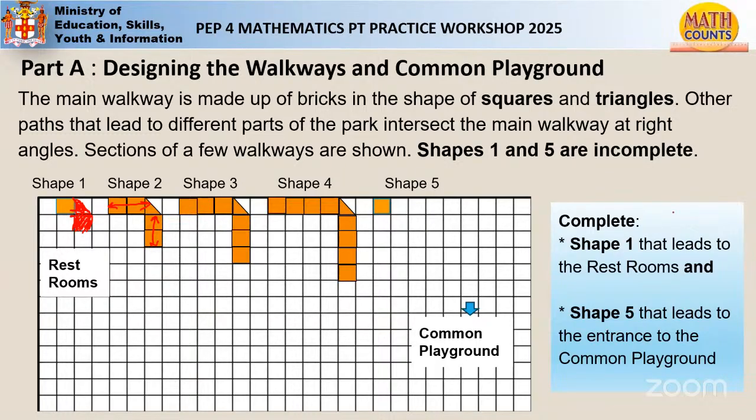We are at shape 5. What do you think should happen for shape 5, Kishane? There should be 5 squares at the horizontal and 5 squares at the vertical. Kishane, I like how you pay attention and use the words, but there's something that is missing.